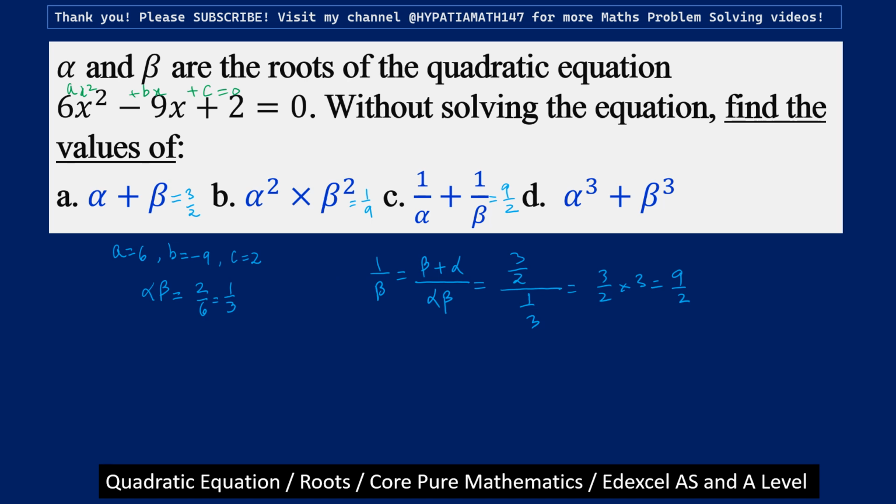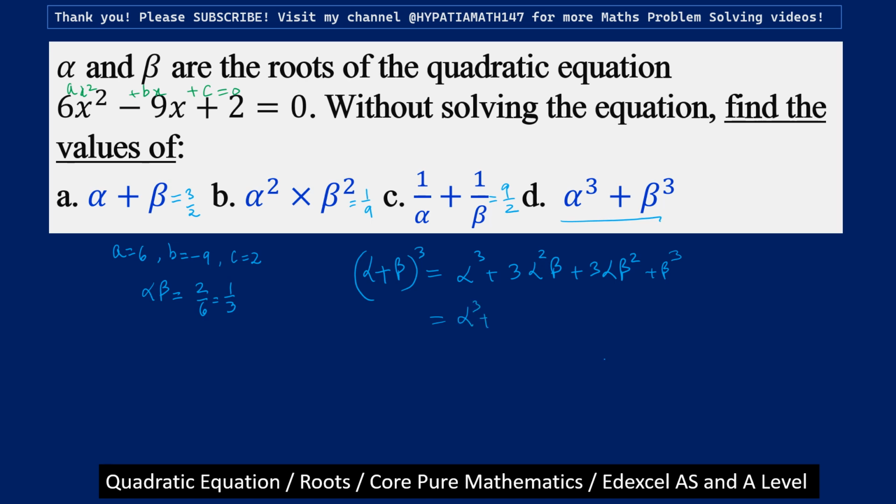And then the last one, alpha cube plus beta cube. So I can write alpha plus beta cube if I did that. So then I'd get equals alpha cube plus 3 times alpha square beta plus 3 times alpha beta square plus beta cube. So I can group the terms: alpha cube plus beta cube plus 3 times alpha beta times alpha plus beta.